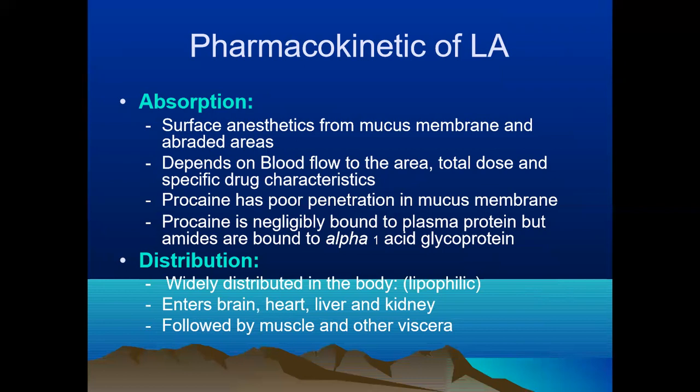Esters have poor penetration of mucous membrane and are poorly bound to plasma protein, but amines are bound to alpha-1 acid glycoproteins. Glycoproteins are the ones which act in membrane transport and in communication between the intracellular and extracellular environments. As for distribution, these local anesthetics are widely distributed in the body. That means they are lipophilic because they enter the brain, heart, liver, and kidney, followed by muscle and the other viscera in the body.